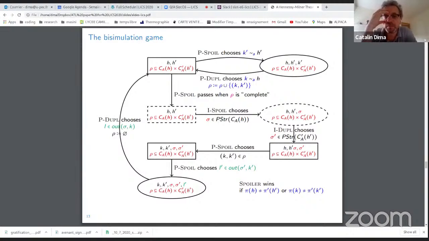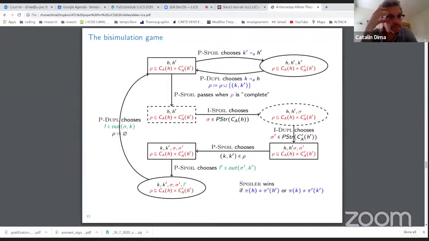One spoiler is perfectly informed, and the other spoiler is imperfectly informed. The same structure applies to the duplicator coalitions. The spoilers are supposed to prove that there exists an ATL formula which separates two histories, while the duplicator's objective is to prove that any pair of histories is related by some bisimulation and satisfies the same set of formulas.